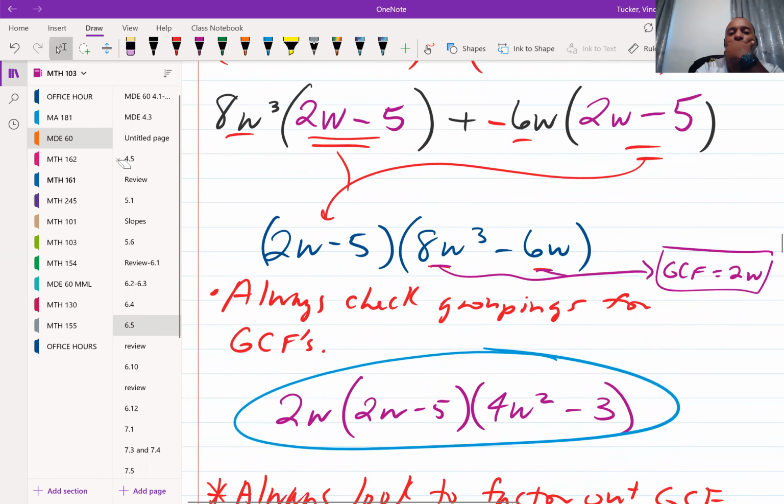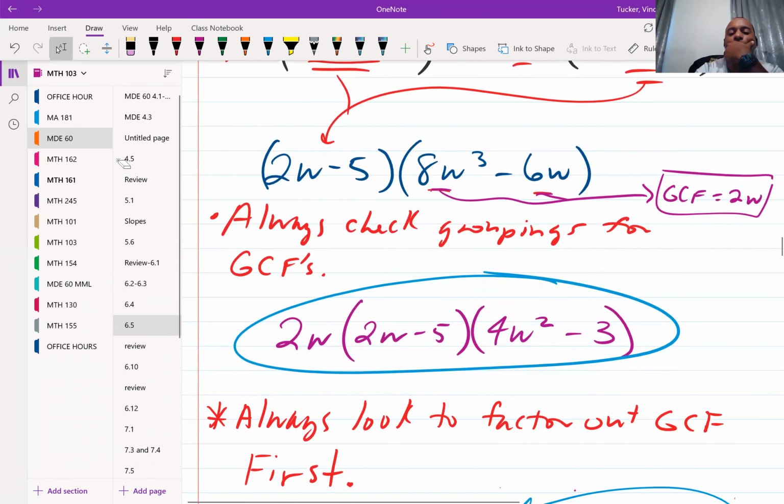And so with that being said, you always want to look to factor out your GCF first. So at this point forward, when we go do our factoring, we'll factor out the GCF first, like we were doing initially.